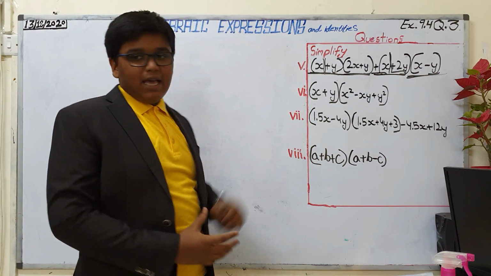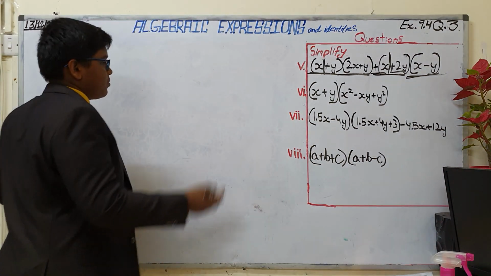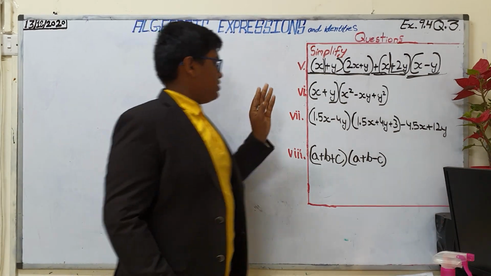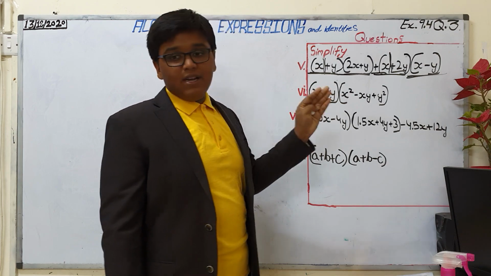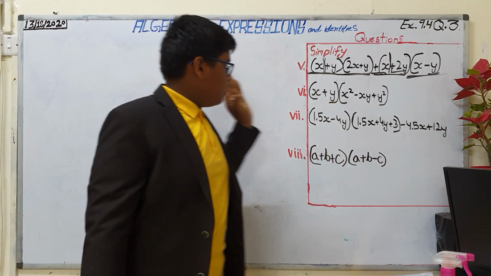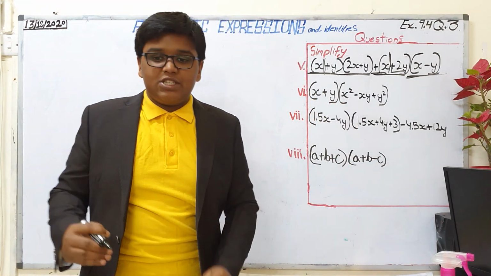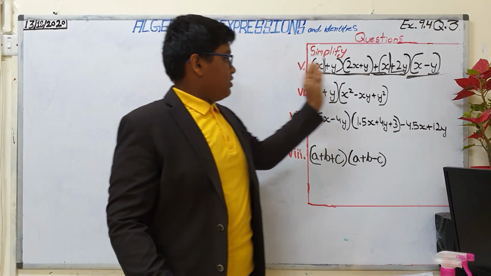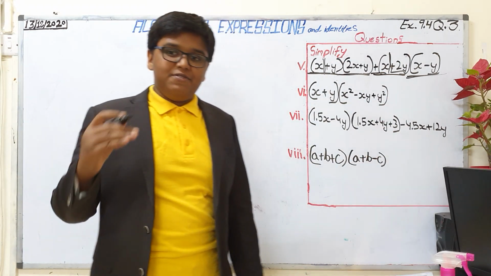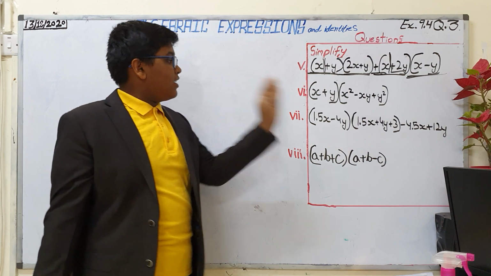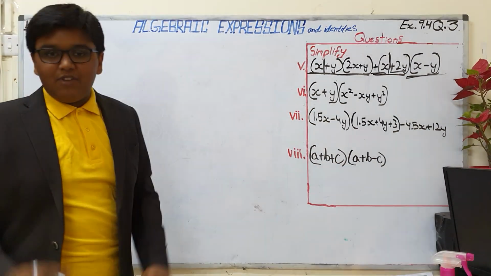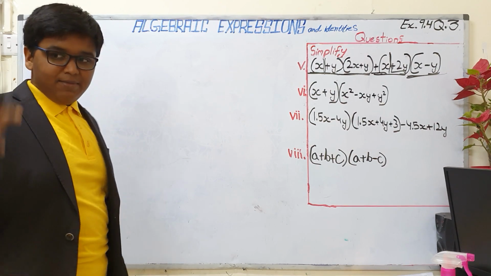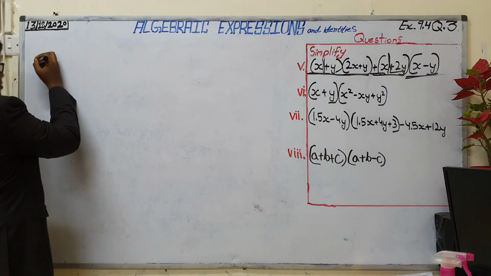Now let's do this and finish the video. So the sixth question is x plus y in bracket x squared minus xy plus y squared. Now in this question, I am not going to explain in detail. The first question was a little bit lengthy, that's why I explained it in a little bit of detail. Now this question will be solved in minutes. Now let's do it.